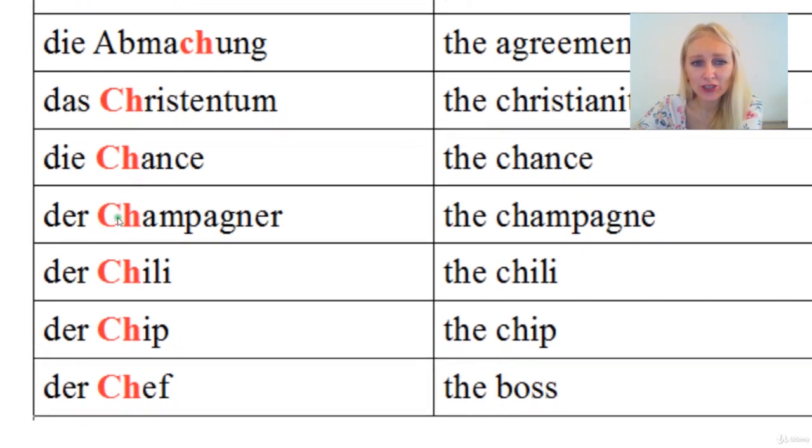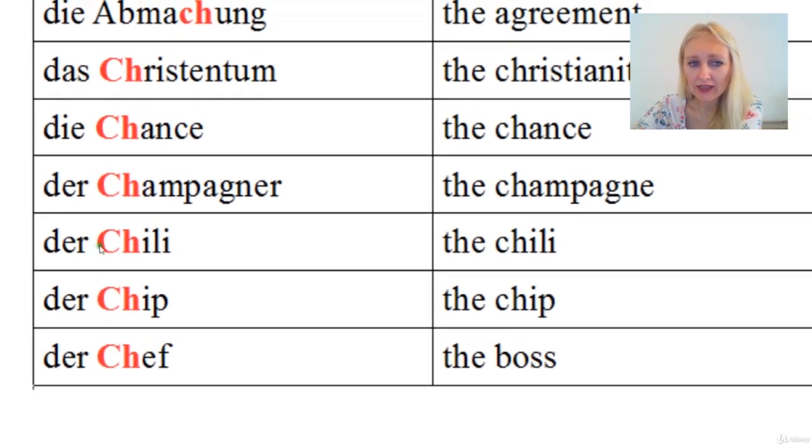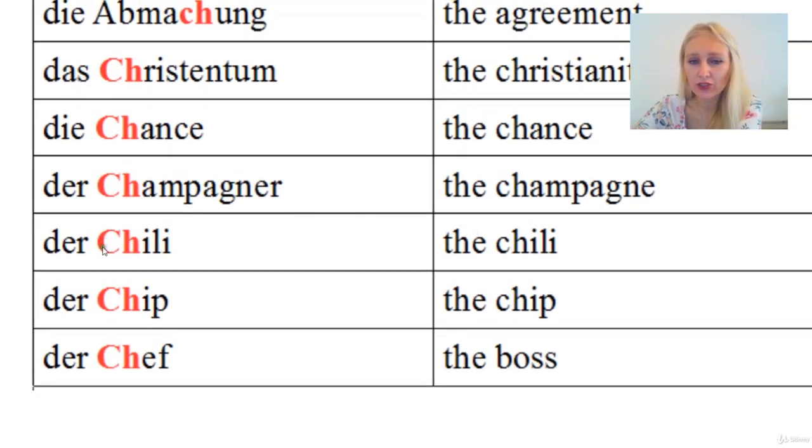Just as here, der Champagner. Okay, it's also French, so we pronounce it the French way, der Champagner. Then here, that chili, here it's pronounced just as in English, as a ch, that chili, or just the Spanish way also, like chico, but here it's like the chili in this case.